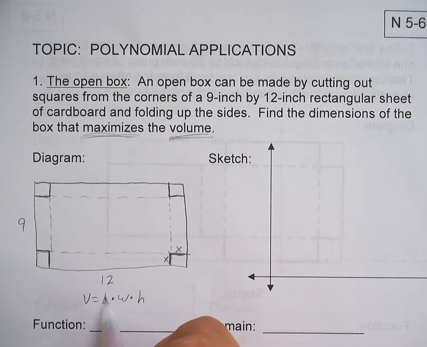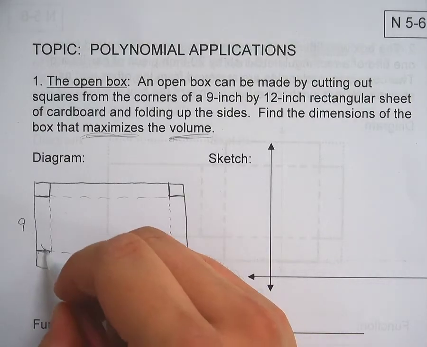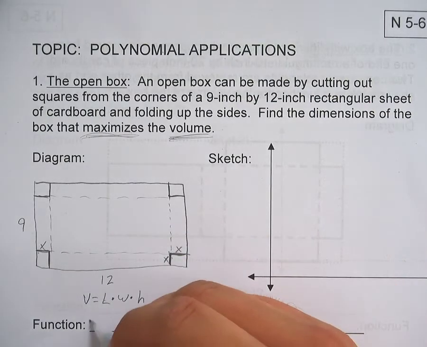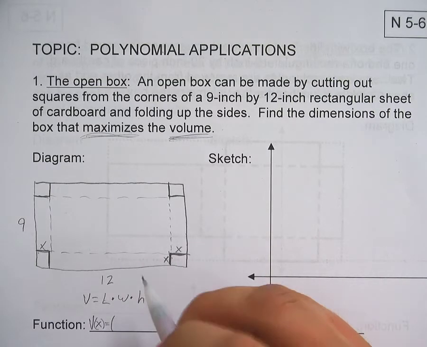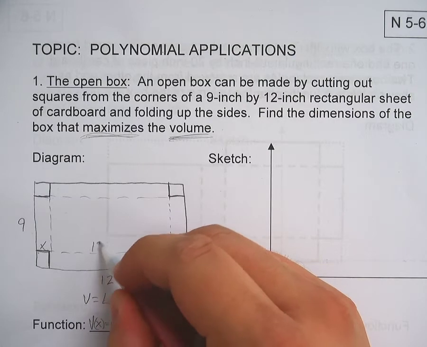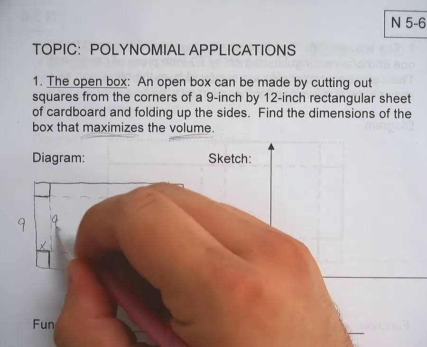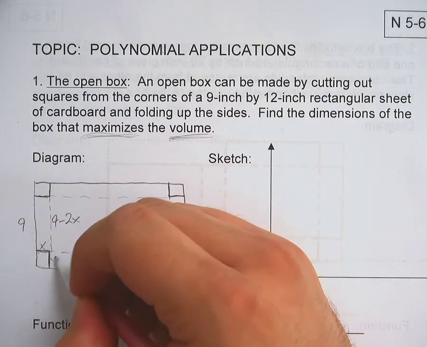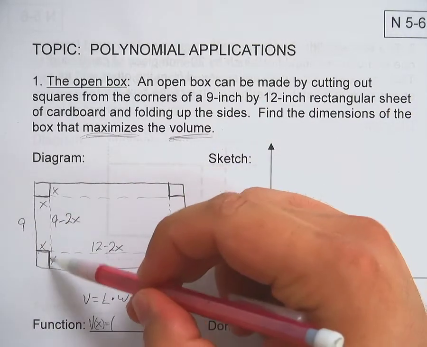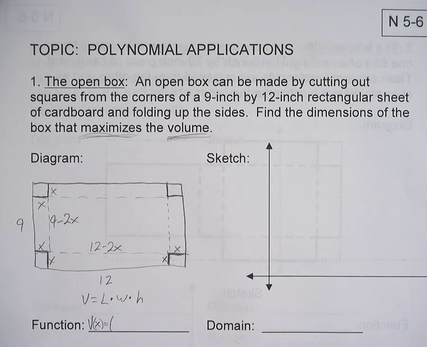Now the length is not 12, because I'm taking out these little x's right here. I'm taking out 2 of the x's. So your volume function, volume as a function of x, is going to be the length, which is 12 minus 2x. We're taking out 2 of those x's from our length. And the width is 9 minus 2x. Again, we're taking away 2 of those x's from the distance of 9.